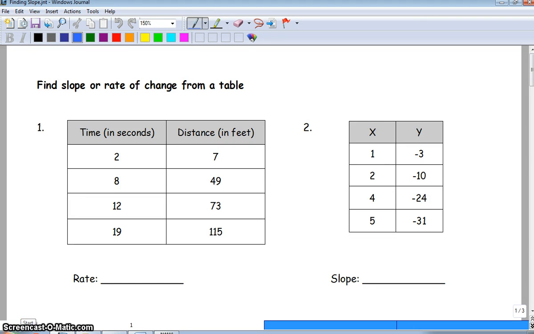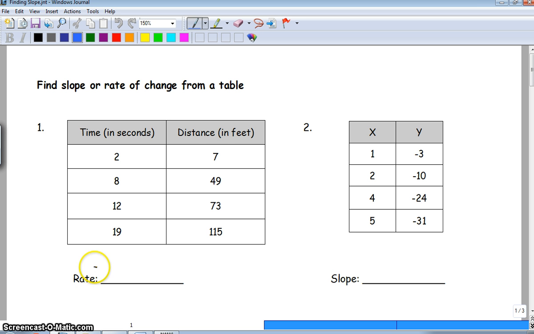This is help finding slope or rate of change from a table. Slope and rate of change are talking about the same thing, essentially. The only difference is we're going to use rate of change when we're given units in our story problem, and I'm going to call it slope when we don't have any units. So let's look at this first one.